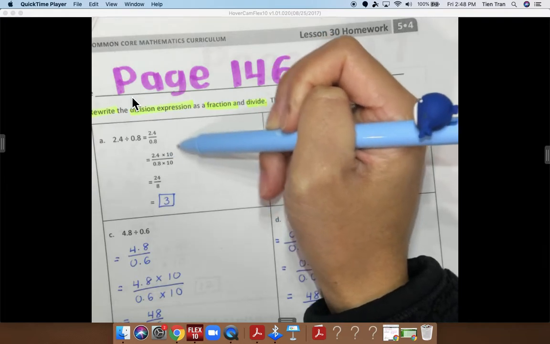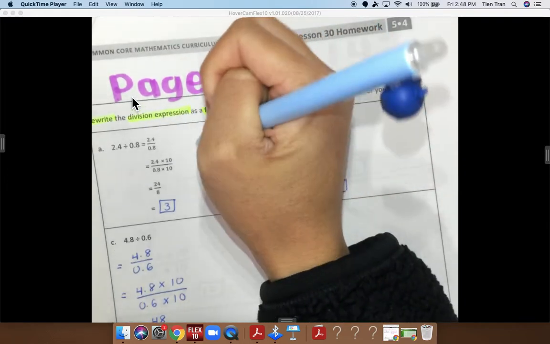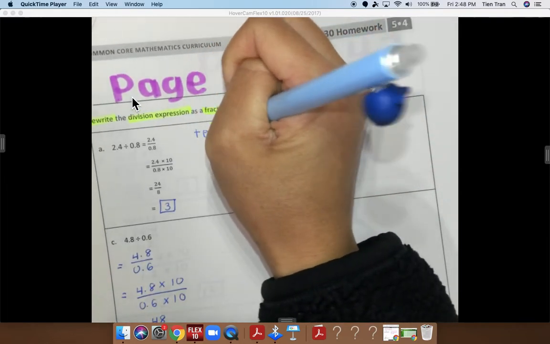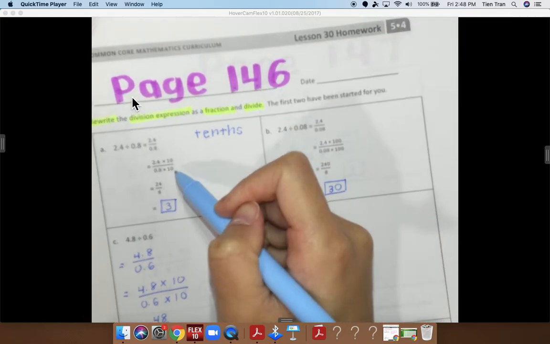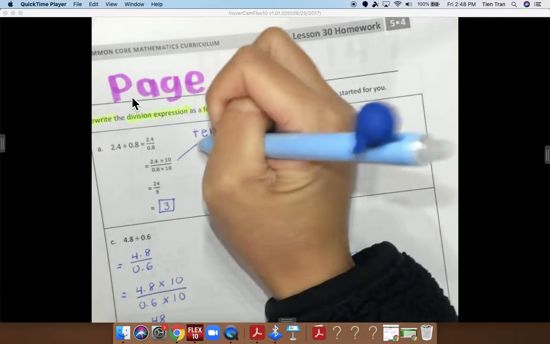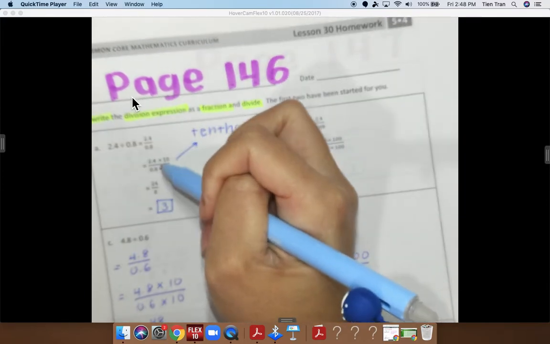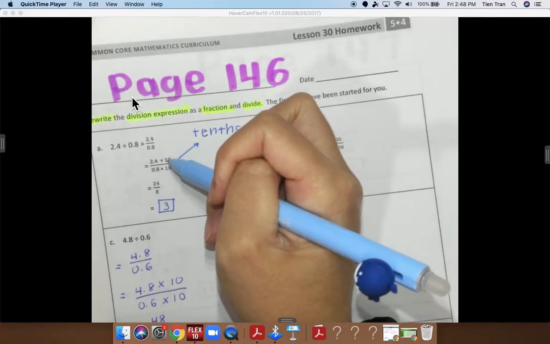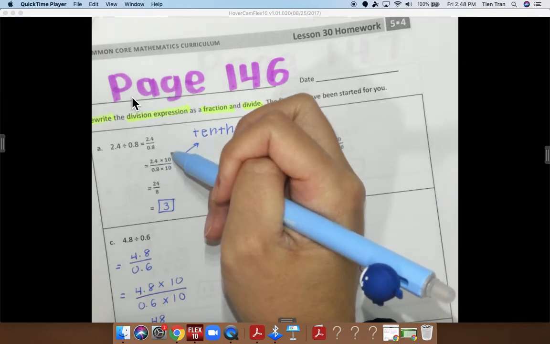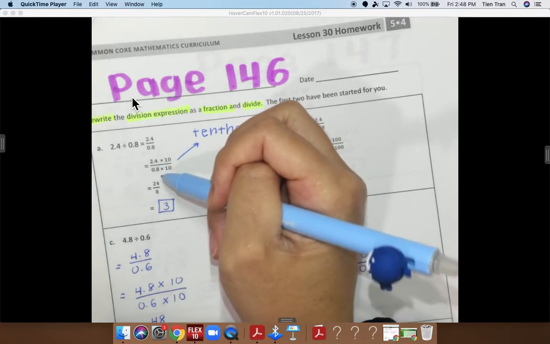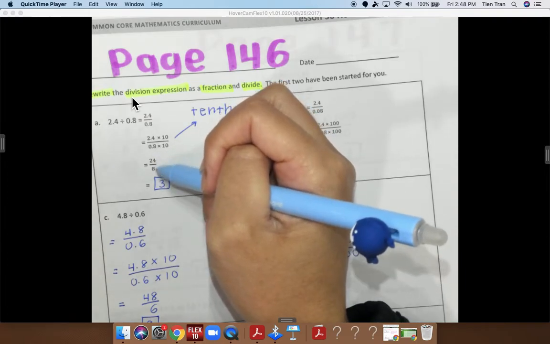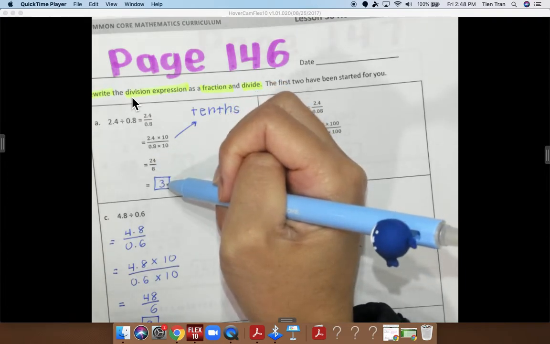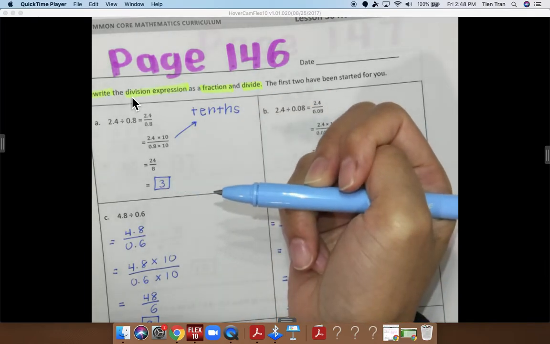So we have 24 tenths divided by 8 tenths. That's what we're going to multiply. We are going to be multiplying by 10. So that's where that 10 comes from. So we have 24 tenths times 10 and 8 tenths times 10, which actually gives you a whole number. So we have 24 divided by 8, which gives you 3 as your final answer.